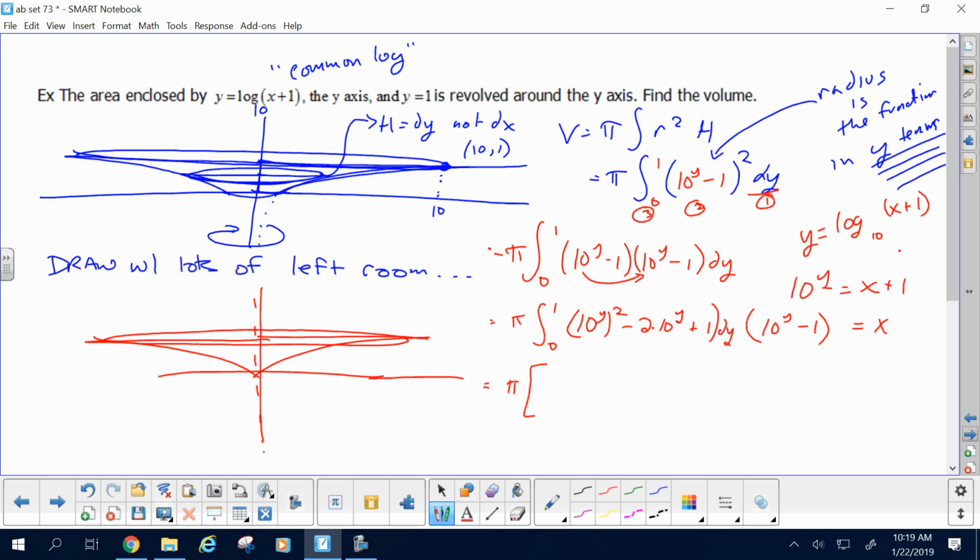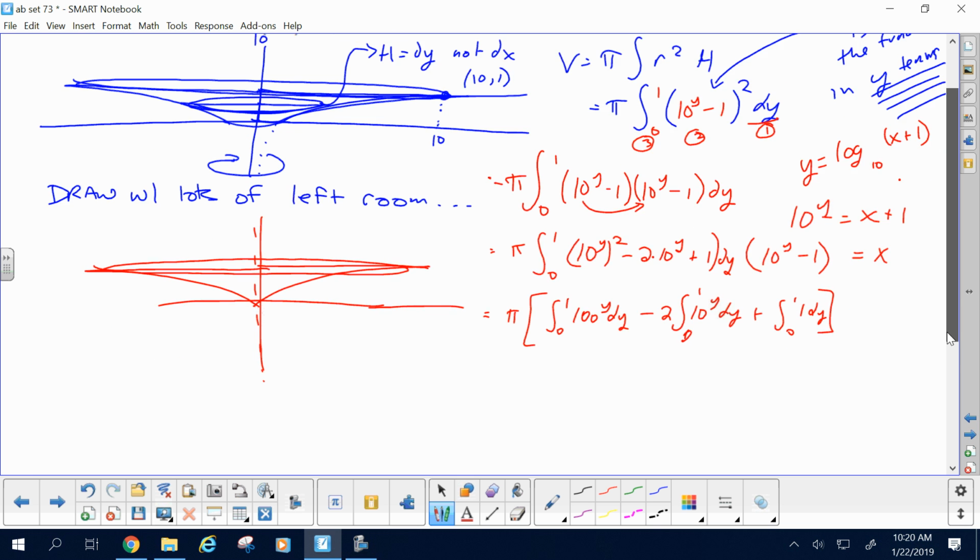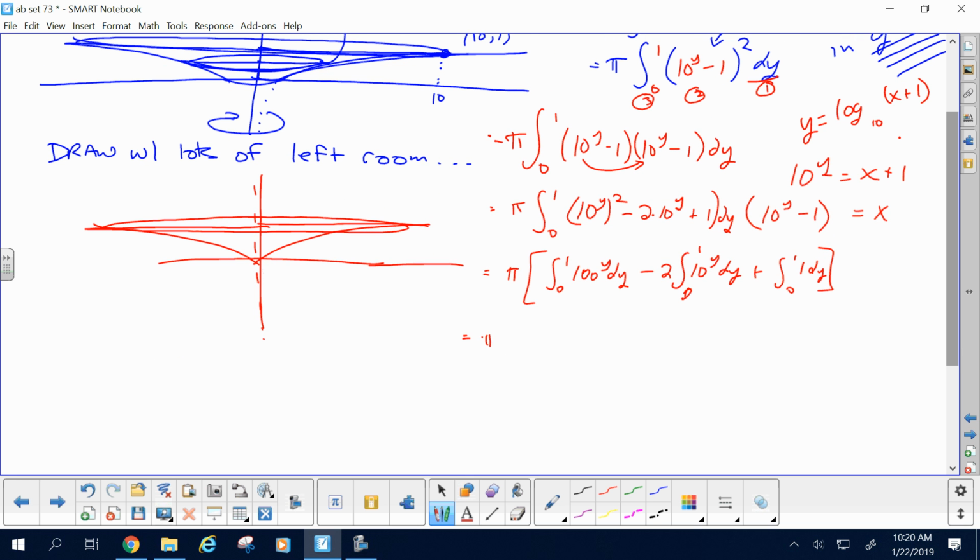How will I integrate 10 to the y quantity squared? What's the gimmick to that? Yeah, 10 to the 2y, which is the same as 10 squared to the y, which is the same as 100 to the y. All right? This one, we could pull the 2 out front and integrate 10 to the y. And that guy is just integrating 1 dy. No big dealio. Got it? Good problems. Got a lot of technique in here.